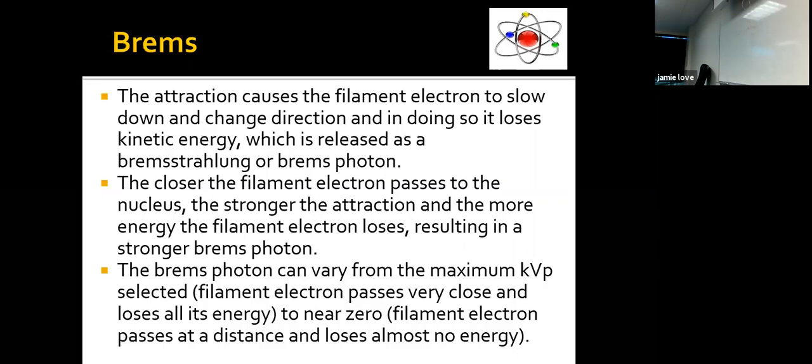But that's just one photon they're talking about. We're talking about the average energy of all the beam when we are doing an exposure. So that's the difference in the math there. Not every one of them is going to be 75, but the average.